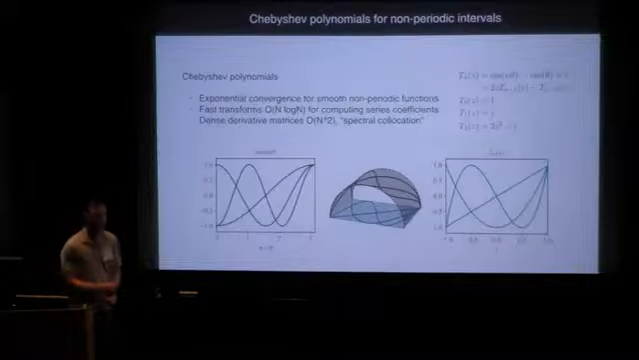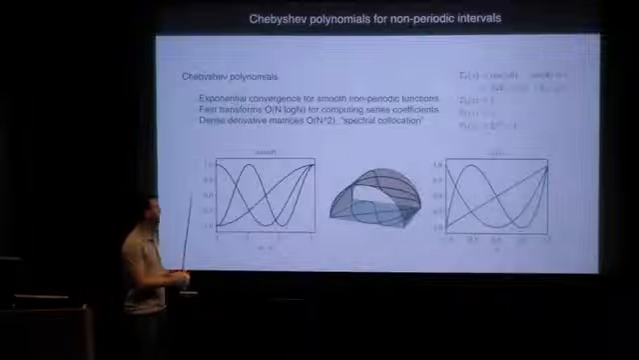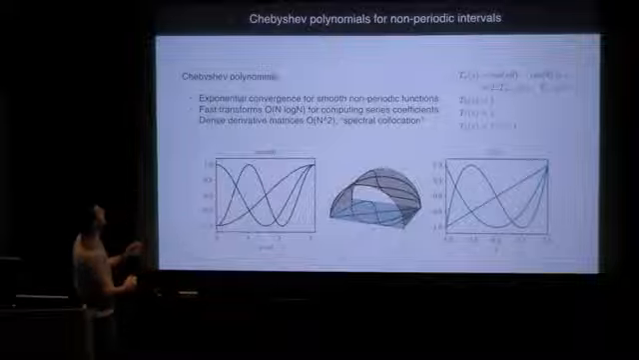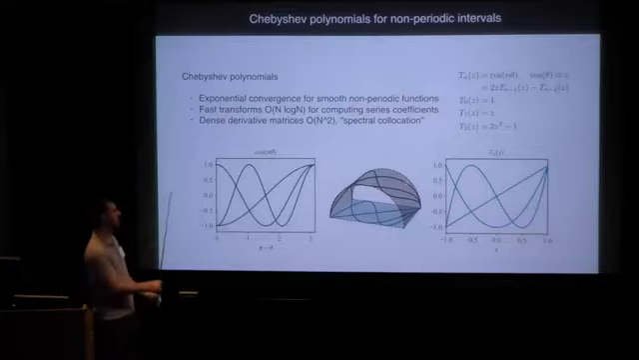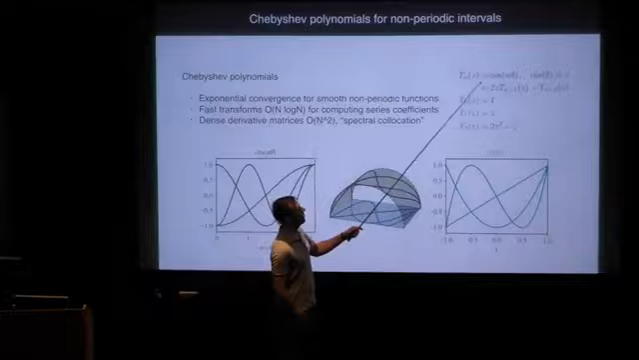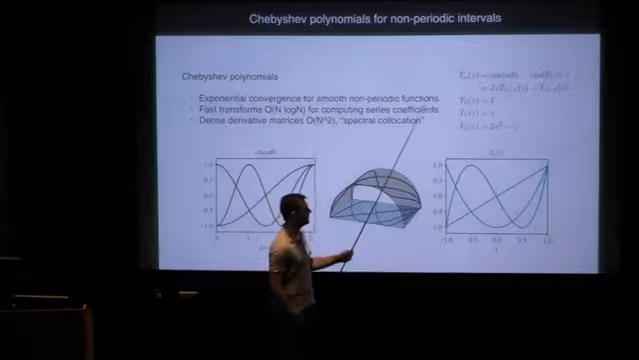If you don't have a periodic dimension, though, then the basis of choice is the Chebyshev polynomial family. So these are a series of classical orthogonal polynomials. They're orthogonal on the unit interval under some weight. They can be defined trigonometrically with the change of variables relating z to the cosine series.